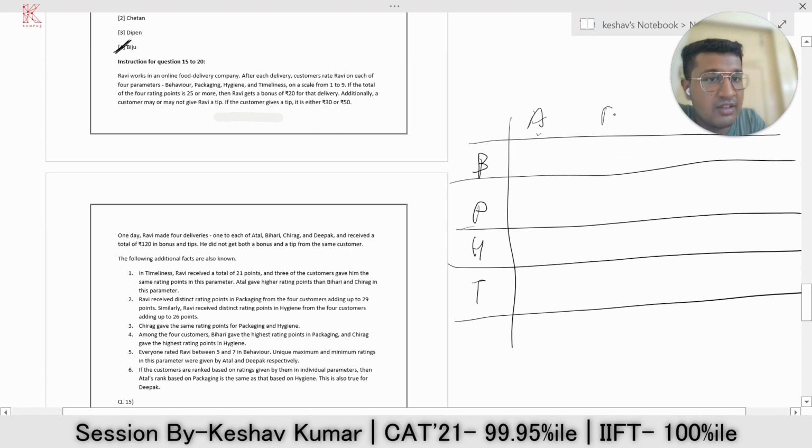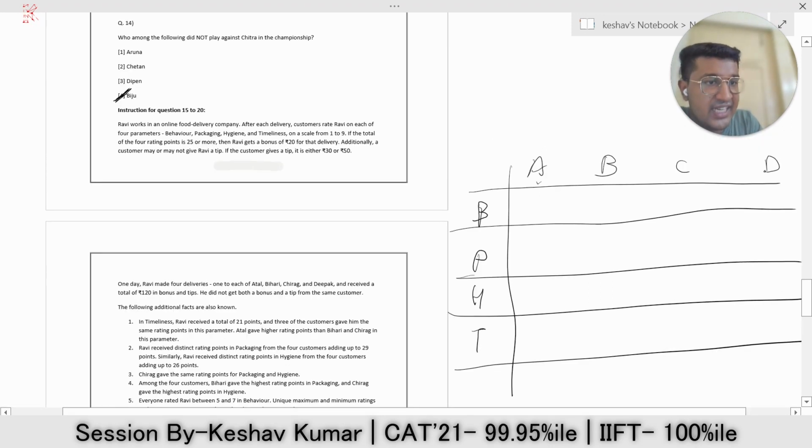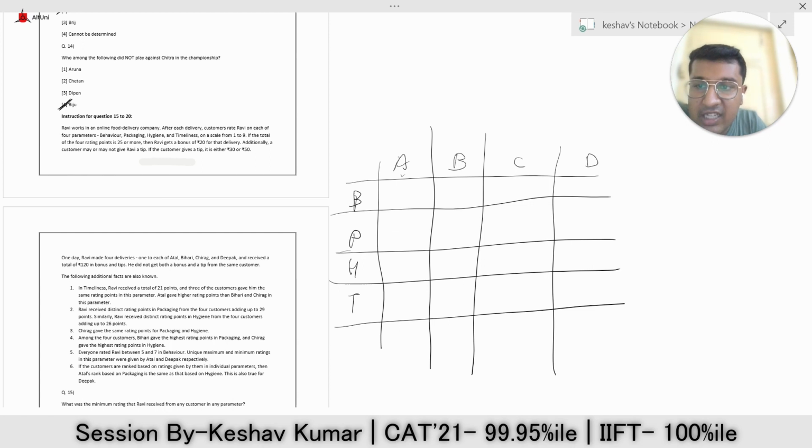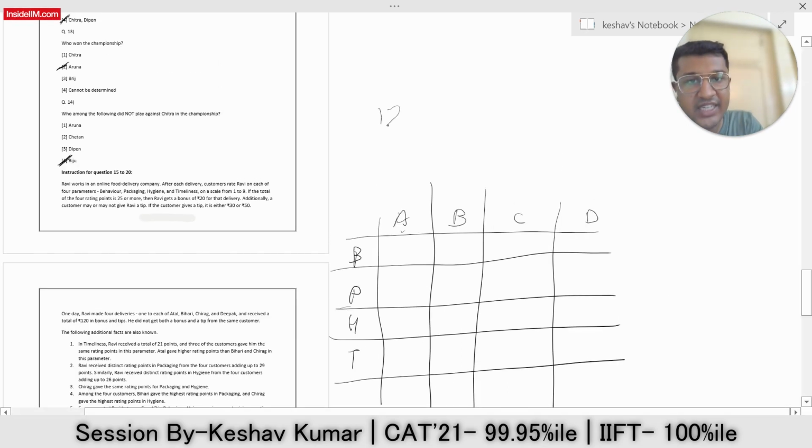A, B, C, and D, and received a total of 120 in bonus and tips. He did not get a bonus and a tip from the same customer. Okay, so he got a total of 120, and he can get just denominations of 20, 30, and 50. So in how many ways can I make this 120?